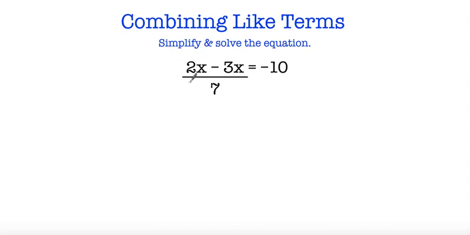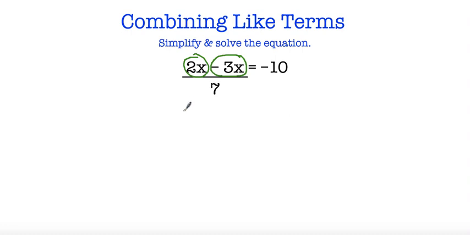Alright, so here I have another type of problem. I have 2x minus 3x divided by 7 is equal to negative 10. And all we have to do is look at the numerator of this problem, and we have 2x and negative 3x here. So we could just combine those.